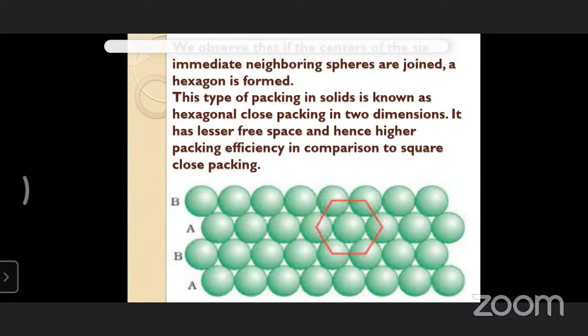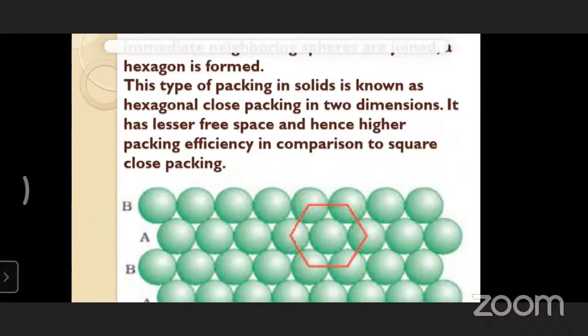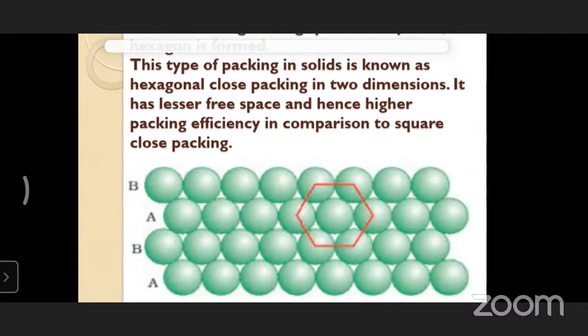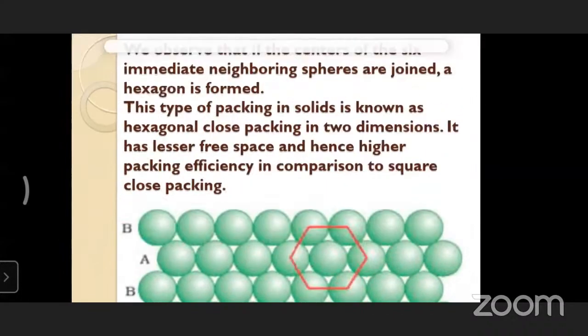This is a depression area, one atom, and this is a depression area, another atom, like this. Similarly, in the third row, every depression area will have an atom. So the arrangement is not like square close packing. Upon each atom below, no other atom will be there. It is a different arrangement in a two-dimensional manner. Here we observe that the centers of the 6 immediate neighboring spheres, when joined, form a hexagon. This type of packing in a solid is known as hexagonal close packing in 2 dimensions.